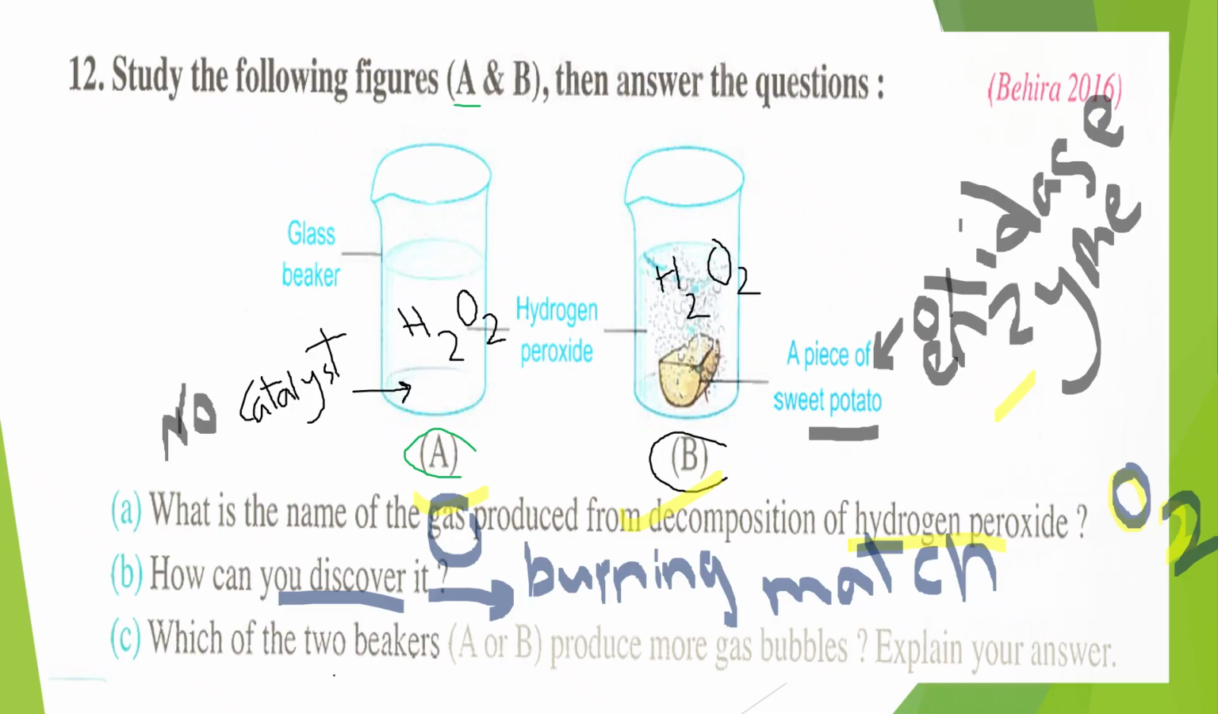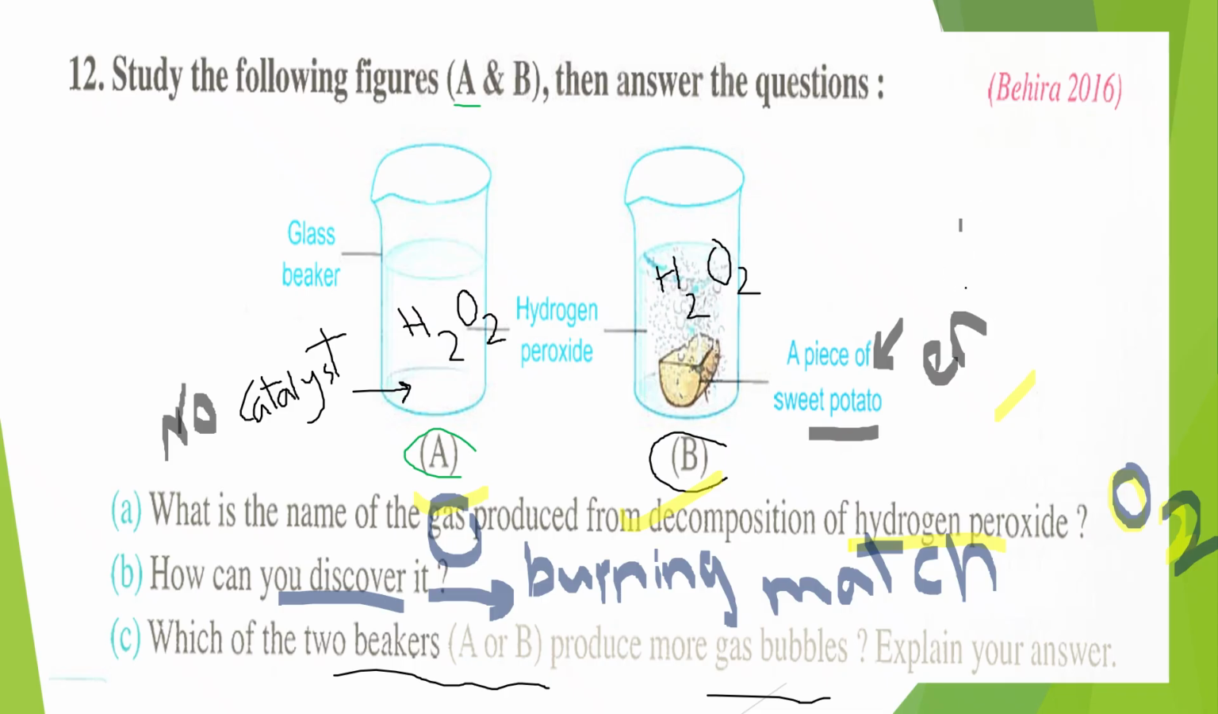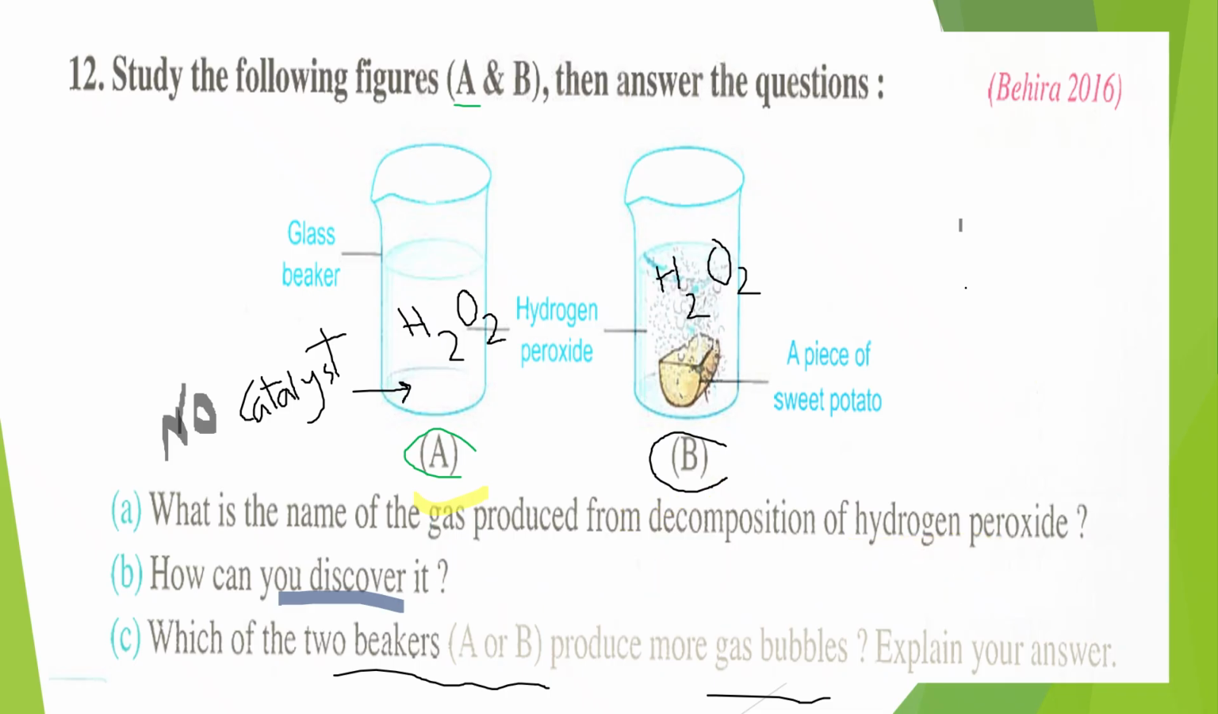And the question now, which of the two beakers A or B produces more gas bubbles? The one which produces more gas bubbles is surely the fast reaction. So it will be letter A or letter B. Which one of these two figures produces more gas bubbles? Let us remind you that the gas bubbles are an indicator of the speed of chemical reaction. So the reaction which produces more gas bubbles is a fast reaction.